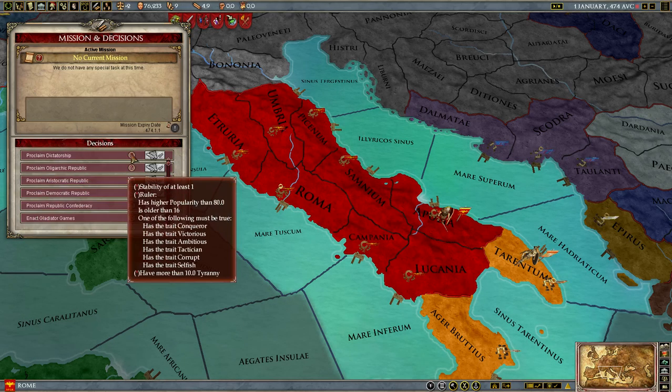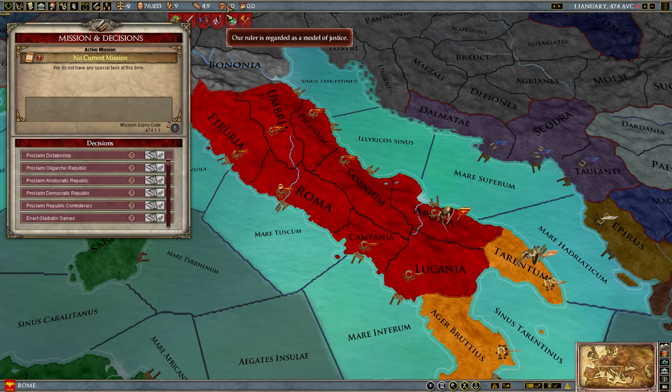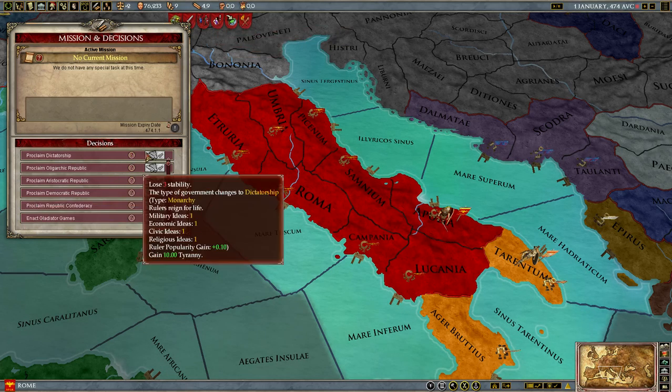And then we have dictatorship. Now, in order to form a dictatorship, you have a lot more complicated requirements. Your ruler has to be popular. He has to be older than 16. He must be either conqueror, victorious, ambitious, tactician, corrupt, or selfish, and he must have a tyranny score, that's this, of 10. And in doing so, we'll actually get you in a government that has 4 ideas. Dictatorship, type monarchy, ruler reigns for life. This also means that getting 1 of each idea gets you a ruler popularity gain of 0.10. You also gain 10 tyranny for doing it.